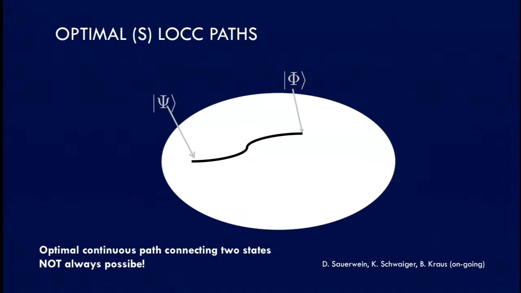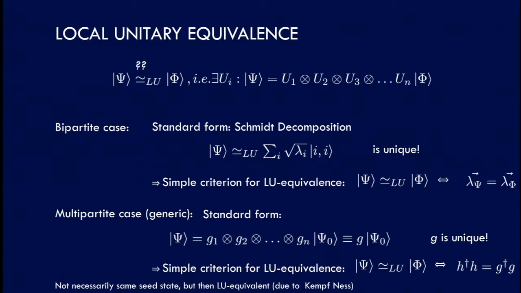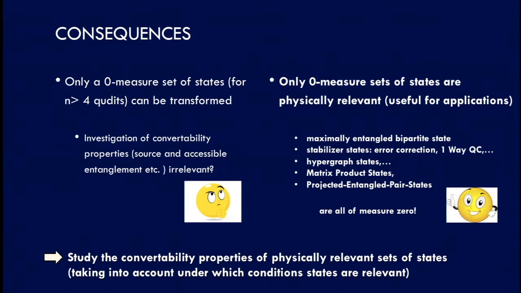Okay, you can also work with LU equivalence and show that, similar to the bipartite case where we have the Schmidt decomposition and we know when two states are LU equivalent, you can introduce a standard form for generic multipartite states and also have a very simple necessary and sufficient condition for when two states are LU equivalent, so related by local unitaries.